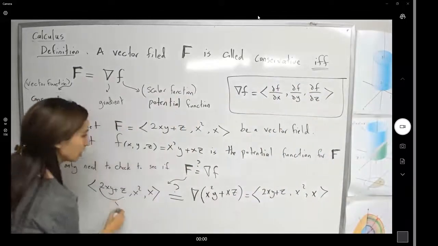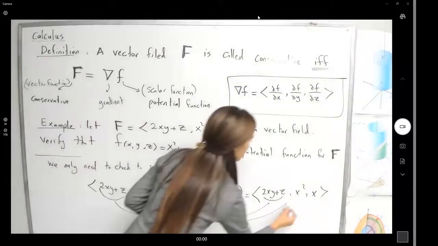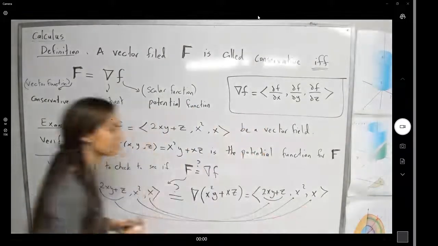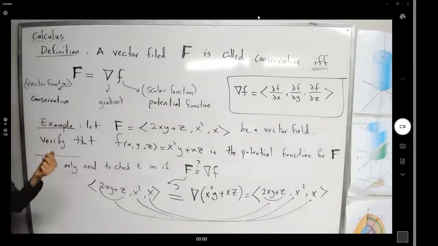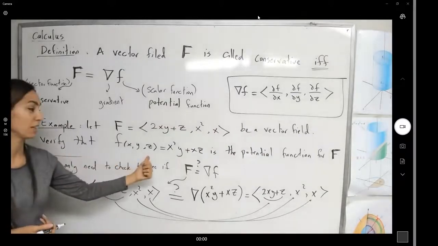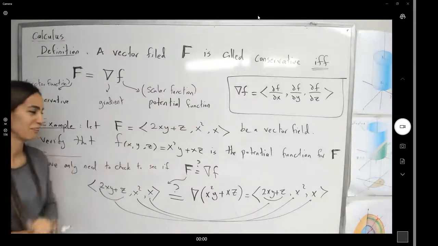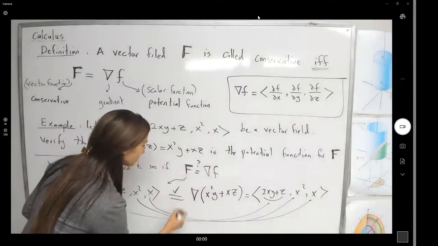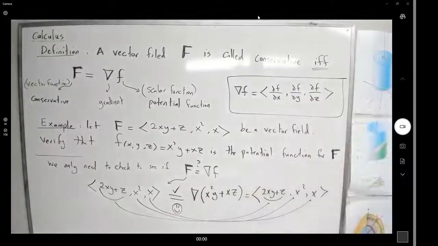The first components are the same. The second components are the same, and also the third components are the same. So it means that this scalar function is the potential function for this vector field. So the answer is yes. We just verified that.